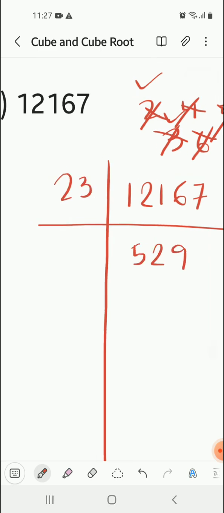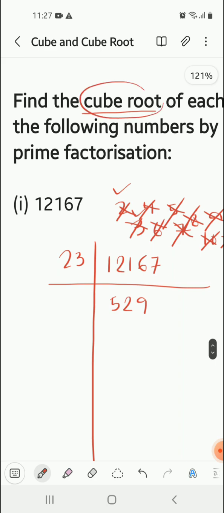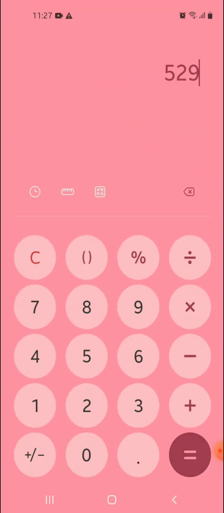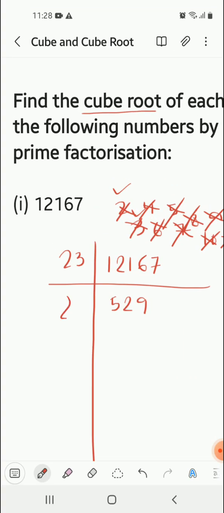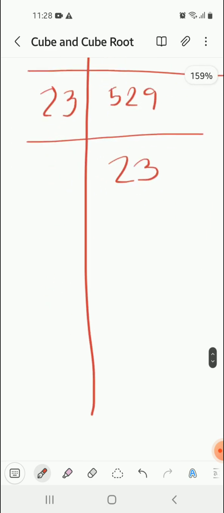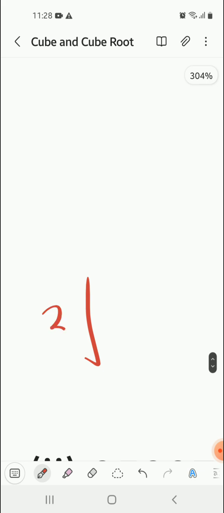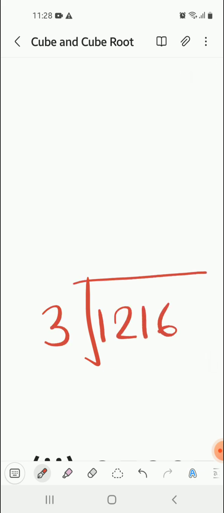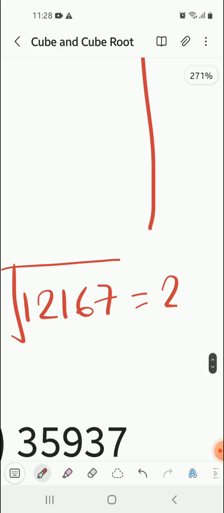Now we're going to apply simple common sense. You are asked to find the cube root, which means 23 must be repeated at least 3 times. So definitely 529 must be divisible by 23. Then only its cube root is possible. So we will divide it by 23. Yes, we get 23. So again it terminates over here because we have reached a prime number. So we can write it this way, that the cube root of 12167 is 23.